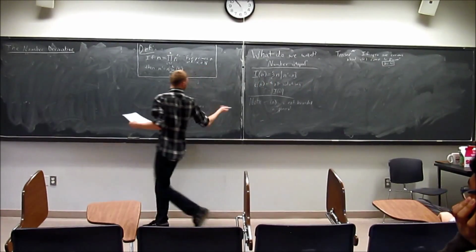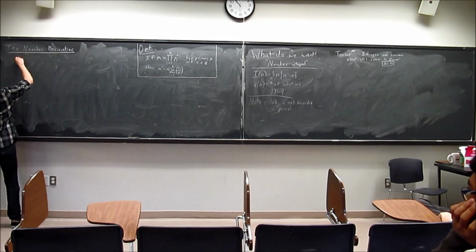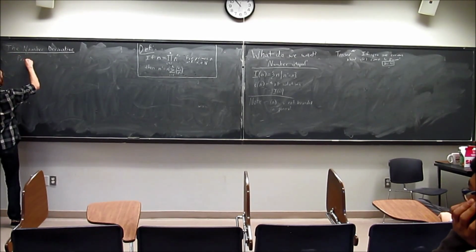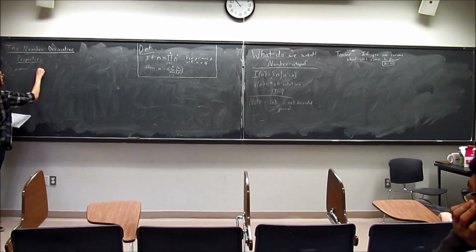So we'll go back to this bounded point. The first properties. So the first property that we'll look at is that n prime is bounded.